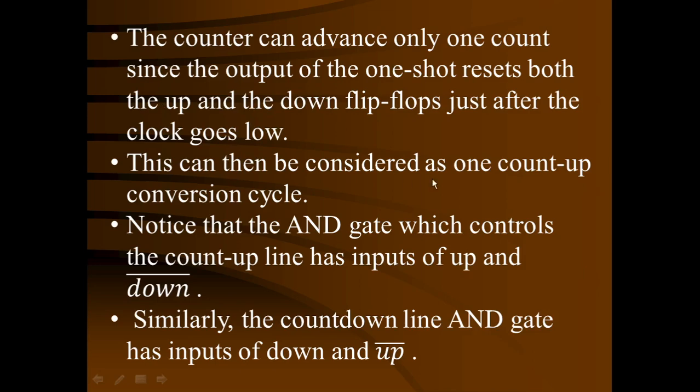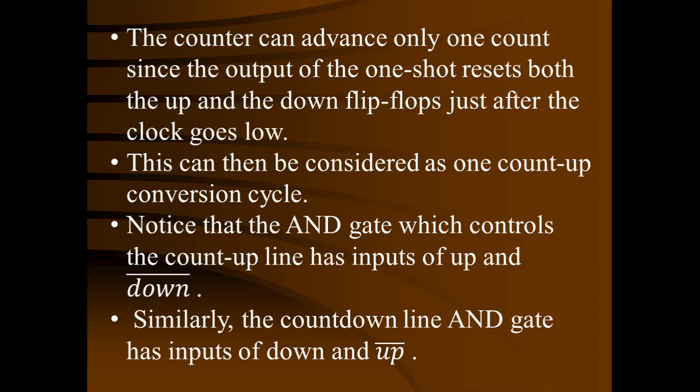This can then be considered as one count up conversion cycle. Notice that the AND gate which controls the count up line has the inputs up and down bar. So the count up AND gate has two inputs: one is the output Q of the up flip-flop, and the other is the Q bar output of the down flip-flop, that is down bar. When both inputs become true, the count up line is going to be high, and that's why after one clock pulse it will be steady.